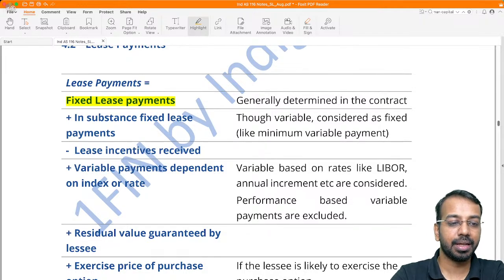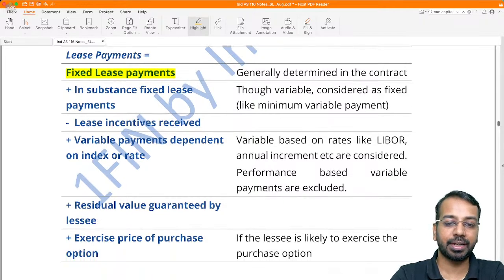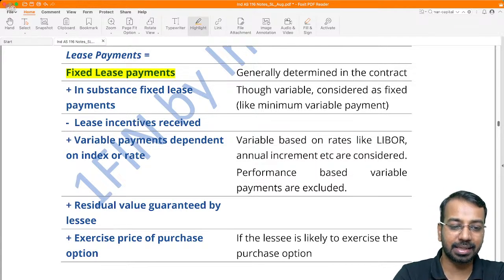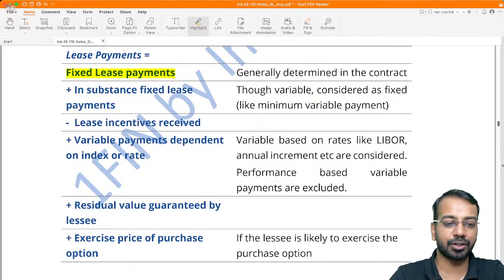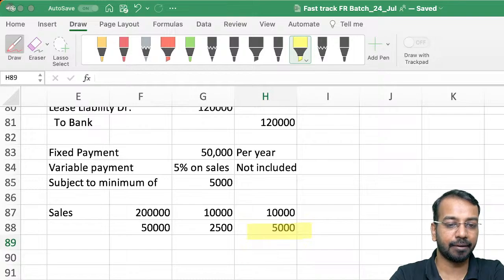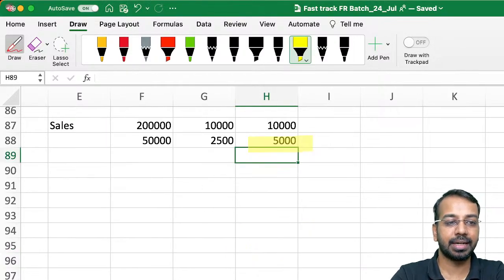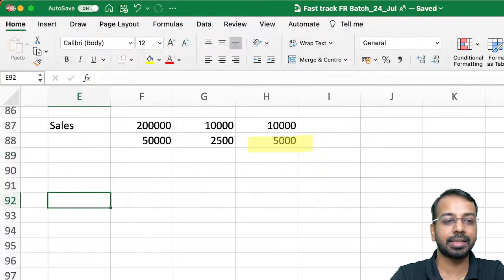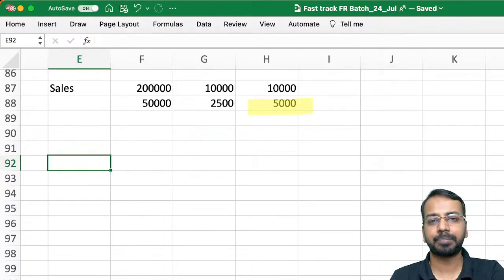Then I'll come to the variable payments on index or rate separately. Then residual value guaranteed by the lessee. Now here we need some more discussion as to what this residual value guaranteed is. A lot of times what happens is, if we continue our yesterday's example where the subject matter is a car which is taken on lease.